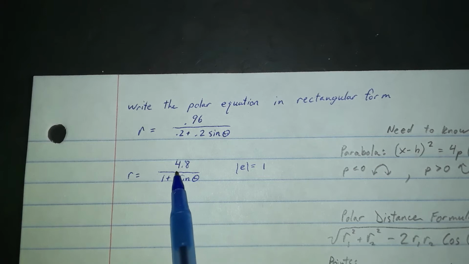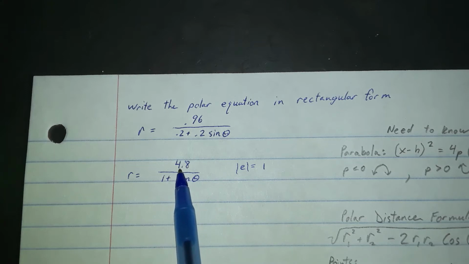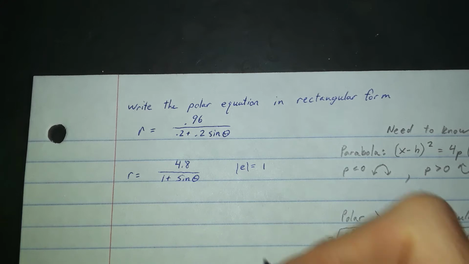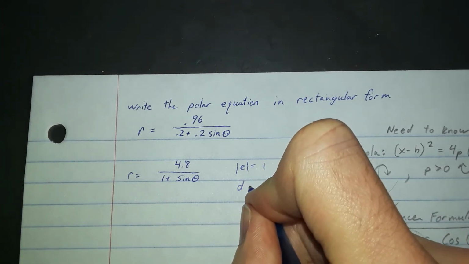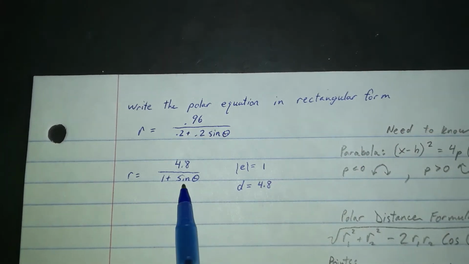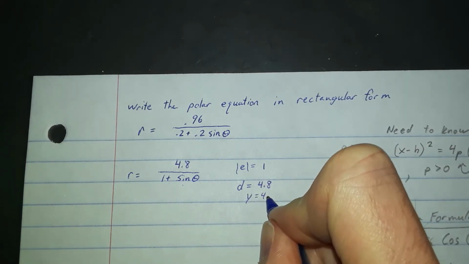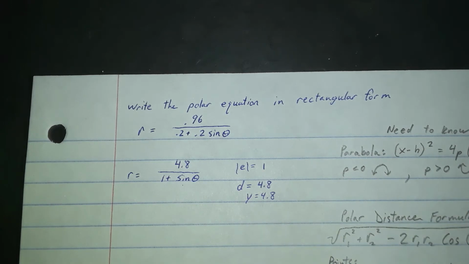And the directrix is e times d in the numerator, so if e is 1, then d has to be 4.8, since 1 times 4.8 is 4.8. So the directrix, or the d value up here, is 4.8, and since this is sine, we have this going in the y direction, so this is the equation y equals 4.8 for the directrix.